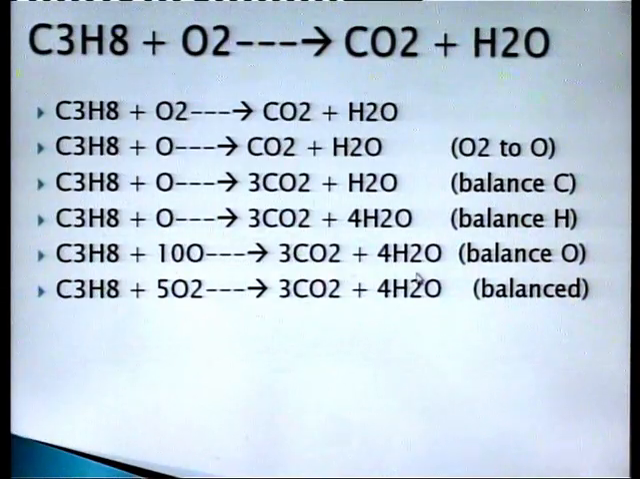And in the last step, as we have discussed during writing rules, change this atomic oxygen into molecular oxygen. So, multiply it by 5O2 so that 10 oxygen atoms are there. That means this equation has now been balanced according to the various rules used in the hit and trial method.